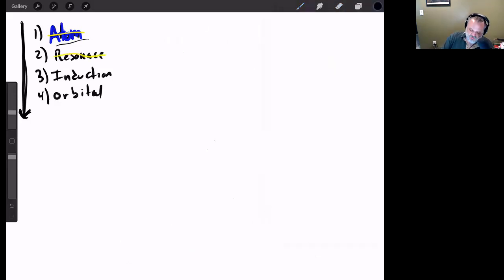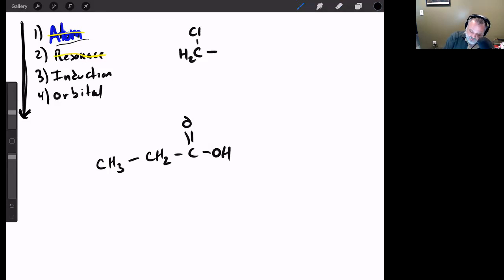What about induction? Well, let's take a look at something like this. CH3, CH2, a 3-carbon carboxylic acid, versus something like this. CH3, let's do CH2 with a Cl, CHCl, OH. So now I've got two of these guys, and the only difference is that one of them has some chlorines attached to it and the other one doesn't.